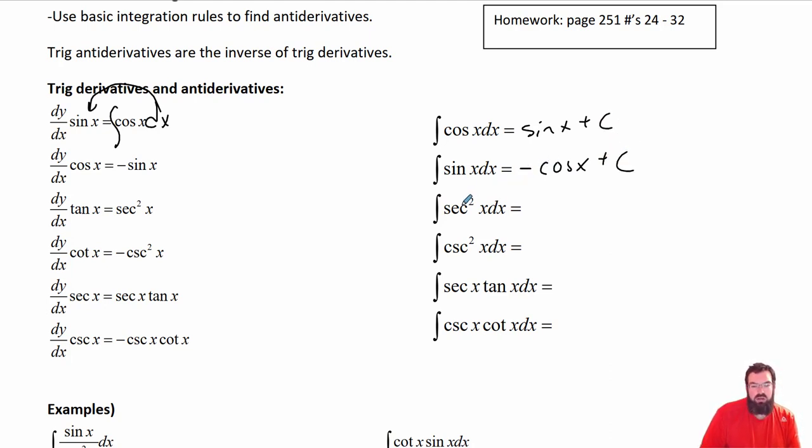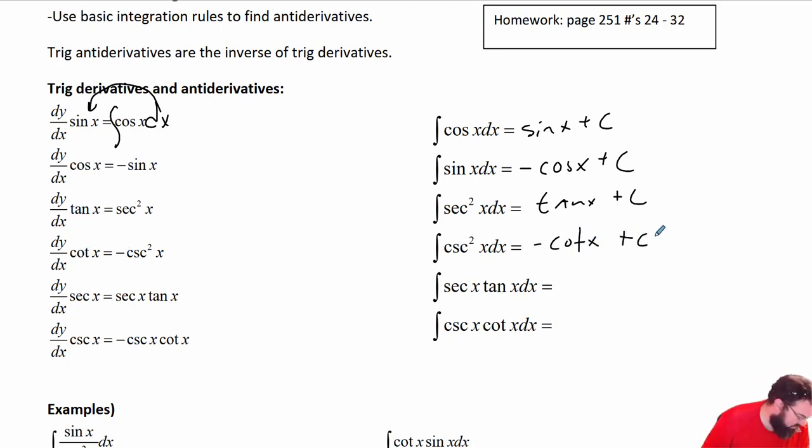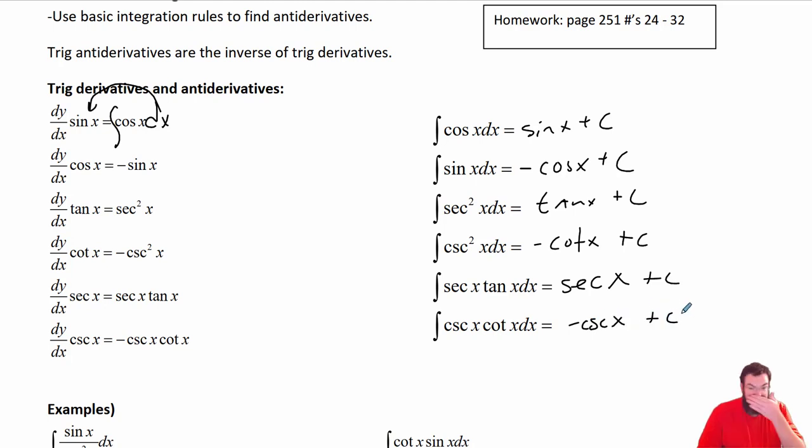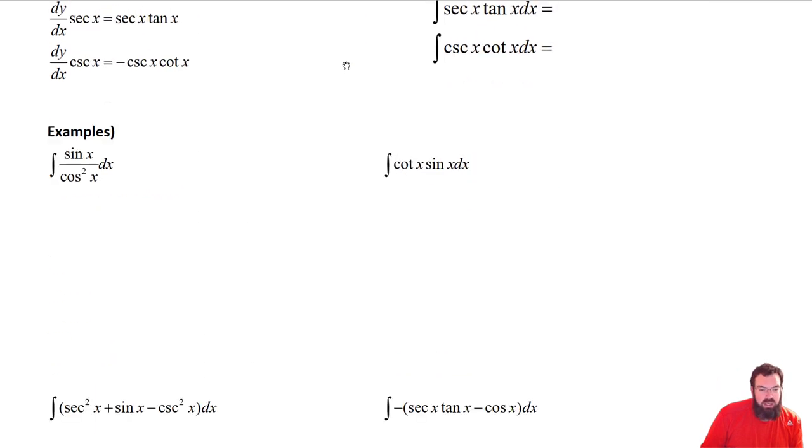So you got a negative there. Secant squared, that's just tan x plus c. Cosecant squared, again, we got that negative sign, so this is going to be negative cotangent of x plus some c. Secant tan, that's just going to be regular secant x plus some c. Now cosecant x cotangent x, because there's a negative now, I got to have a negative cosecant of x plus some c. Okay, great. You got to memorize those. Have fun. Good luck.